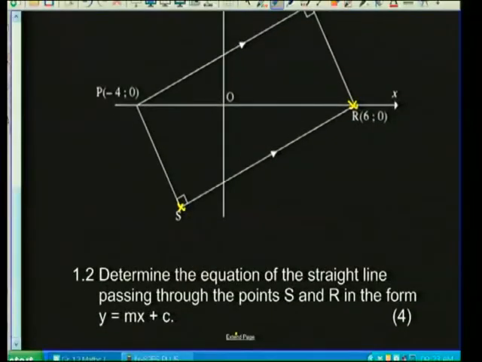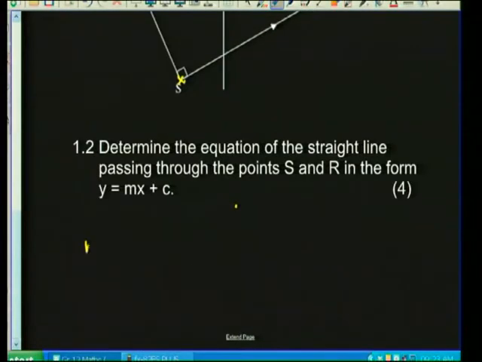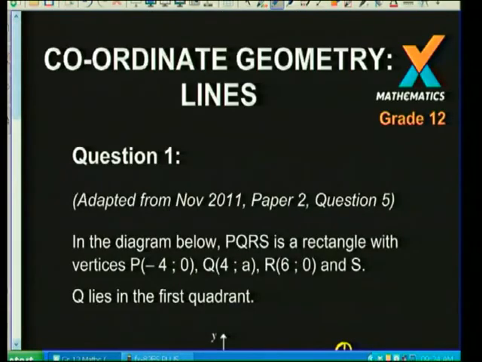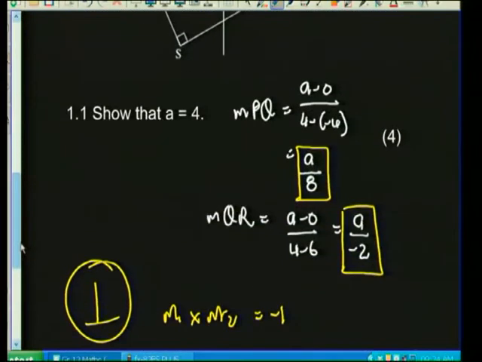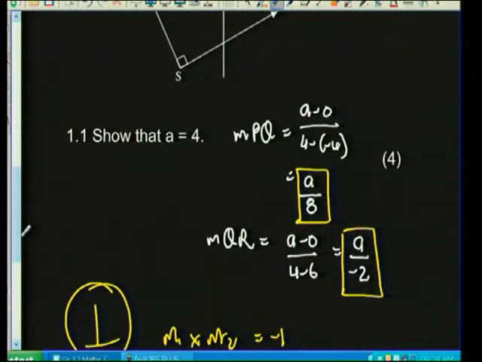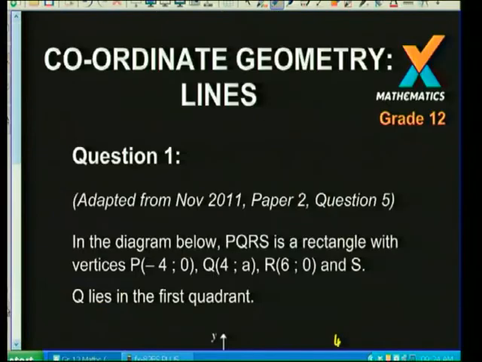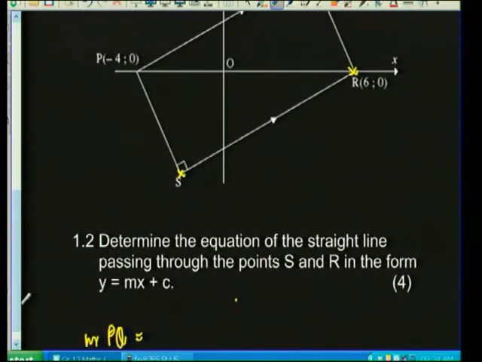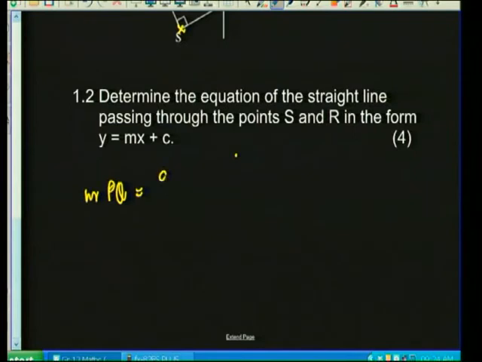So if you don't mind, I'm going to need to jump to the previous page. So the gradient of PQ on the previous page, if I just go down, what was PQ? PQ was a over 8. All right, so I know that from part 1, the gradient of PQ is a over 8. But the nice thing now is that we know the value of a. Either I've worked it out beautifully or it's been given to me by the examiner. And so because a was equal to 4, I now know that this gradient is 4 over 8, which is now equal to a half.